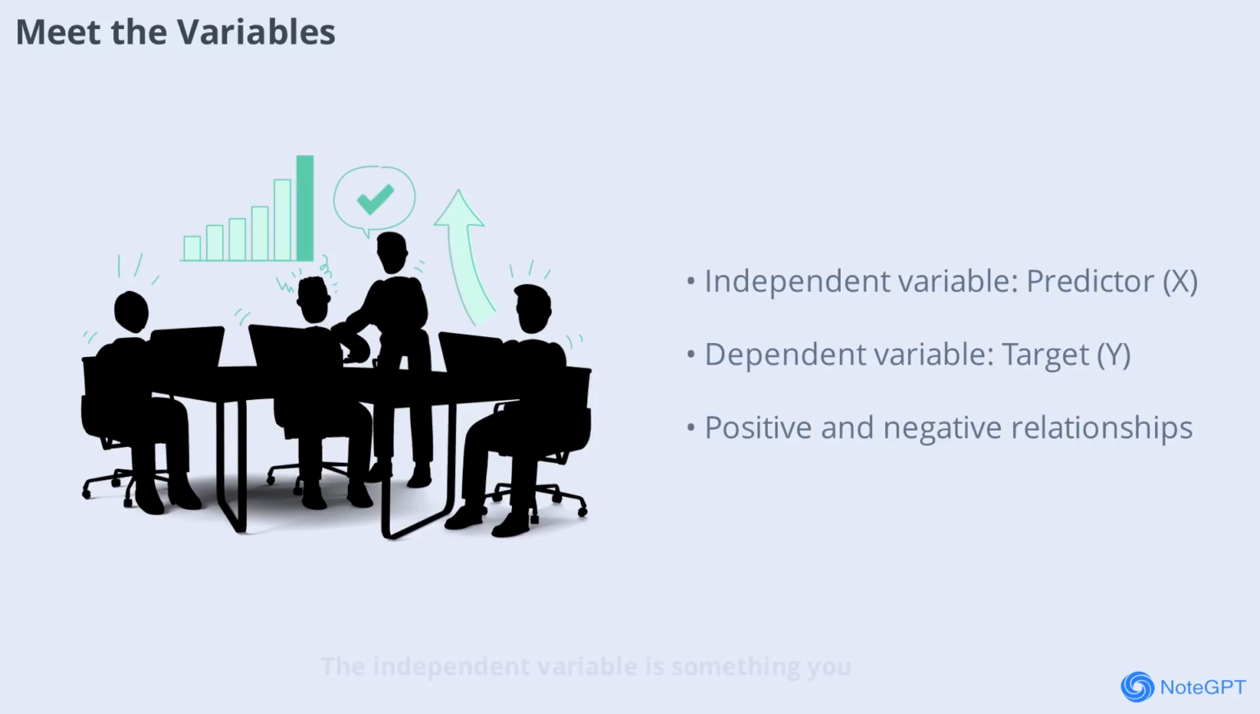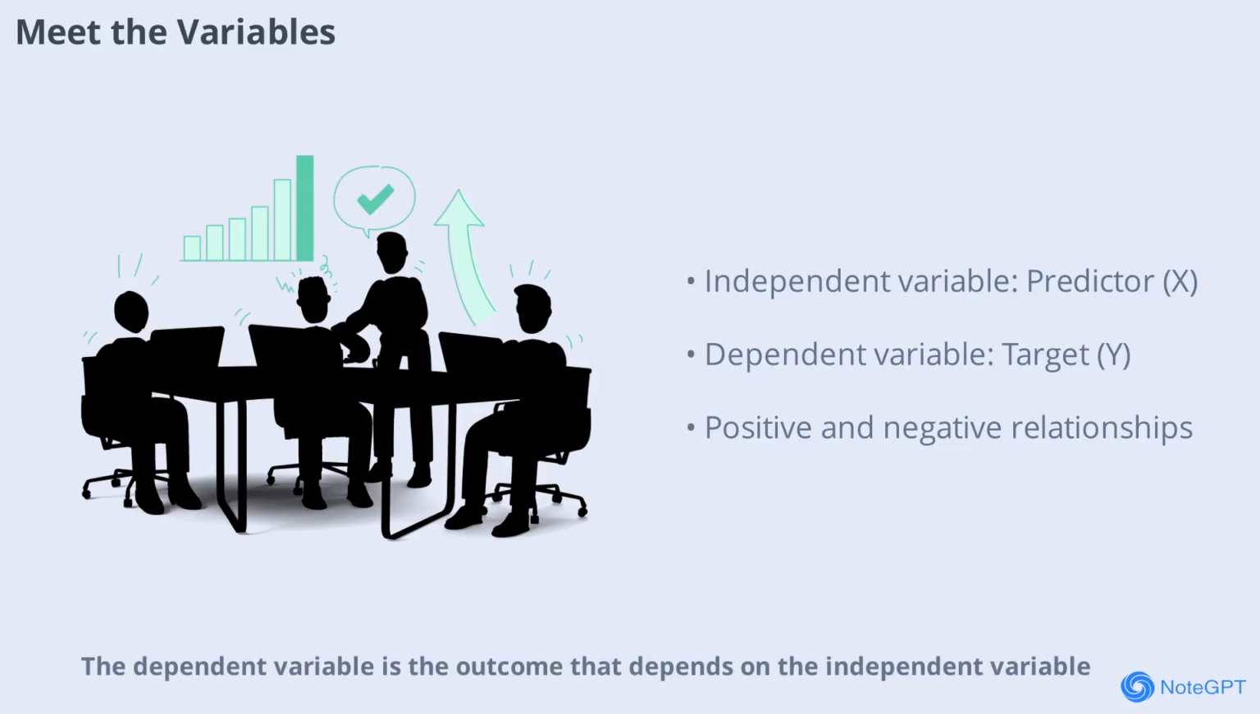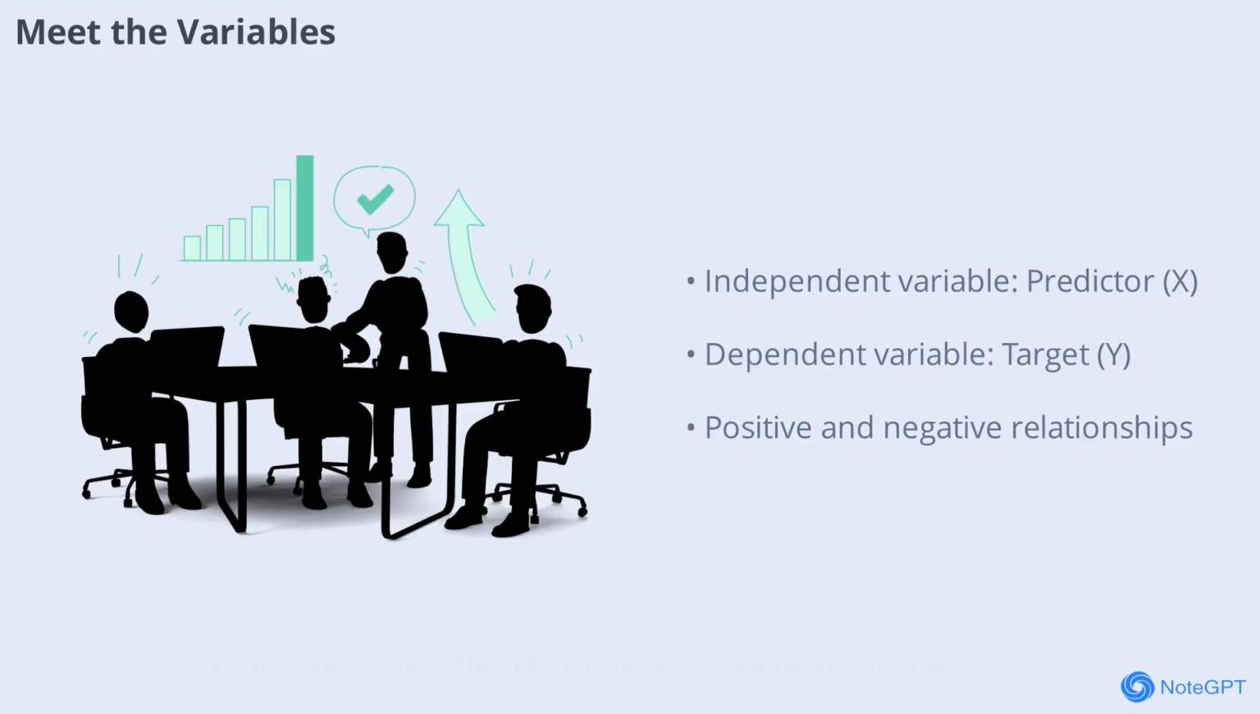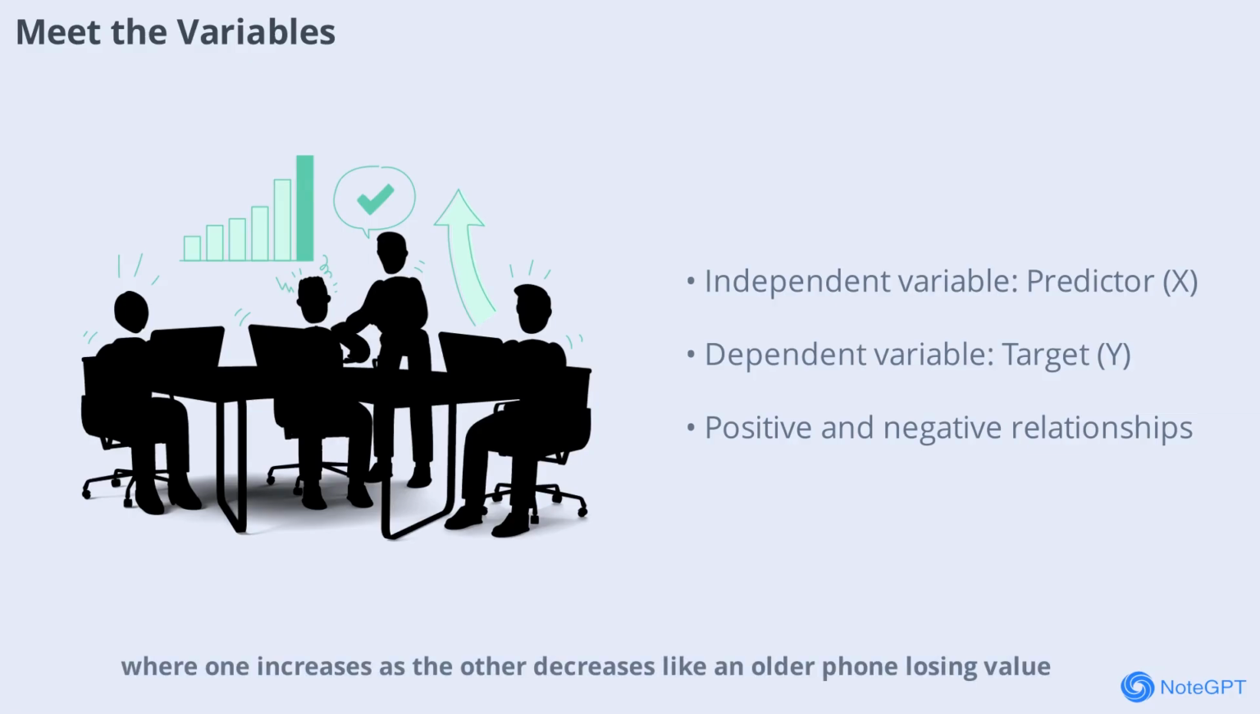The independent variable is something you can control or use to make predictions, like your years of experience. The dependent variable is the outcome that depends on the independent variable, such as your salary. The relationship between these variables can be positive, where both increase together, like more experience leading to a higher salary, or negative, where one increases as the other decreases, like an older phone losing value. Understanding these relationships is key to making accurate predictions.